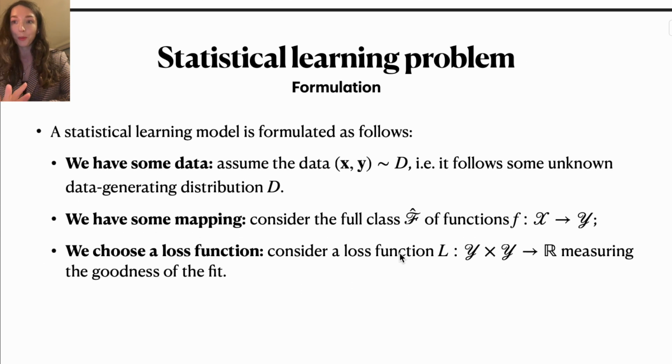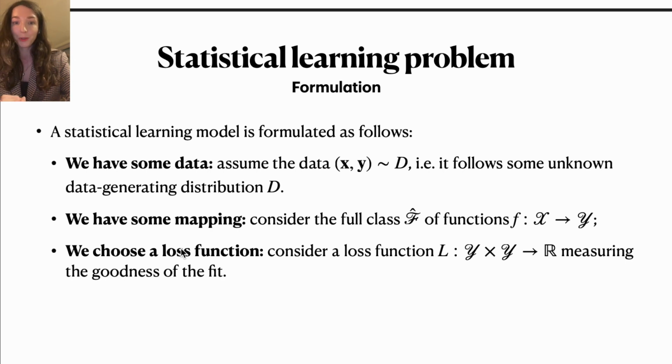Specifically, we want to formulate our learning problem, and we do it as follows. I assume that we have some data, the standard setting, and specifically I assume that the data comes from some data generating distribution D, which in principle is unknown to us. Then we assume that there is some mapping that maps our x into our y, and we assume that this mapping comes from some function class F hat.